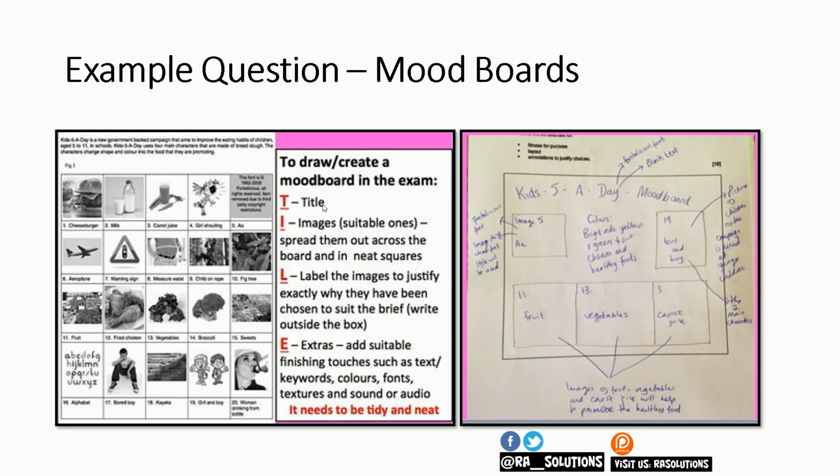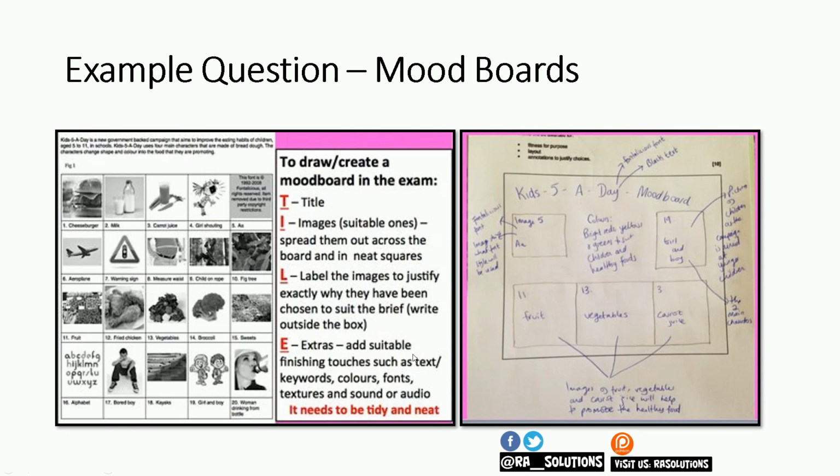If it's a mood board, you need to have a title, you need to include suitable images, make sure there are appropriate images included in your mood board. Spread those images out neatly, filling any white space up. Make sure you label the images to justify exactly why they have been chosen to suit the brief, relating it back to the scenario in the question. And the extras: add suitable finishing touches such as text, keywords, color.